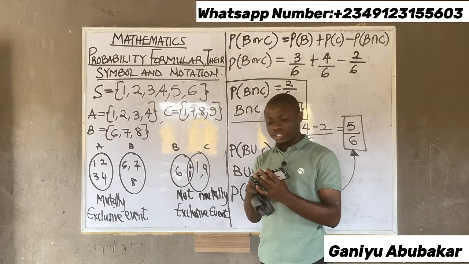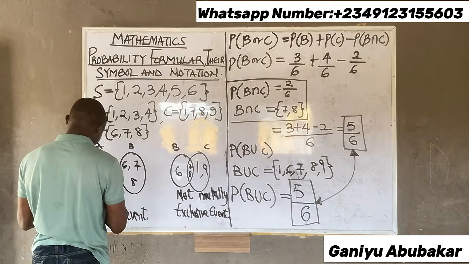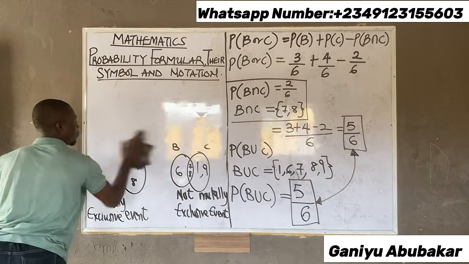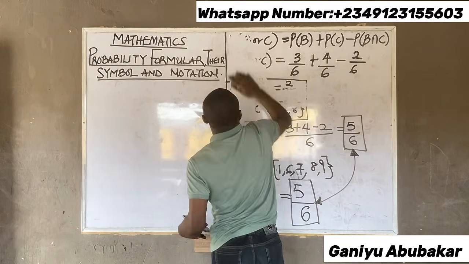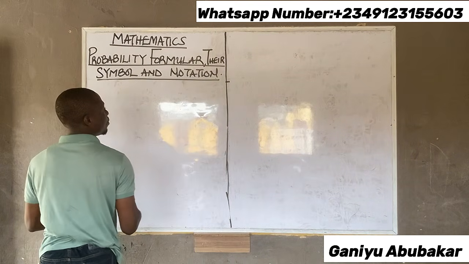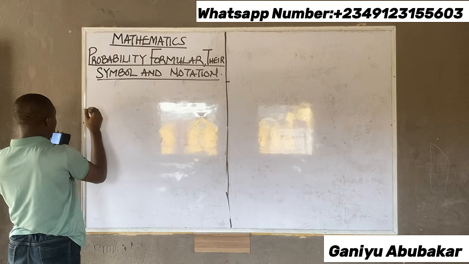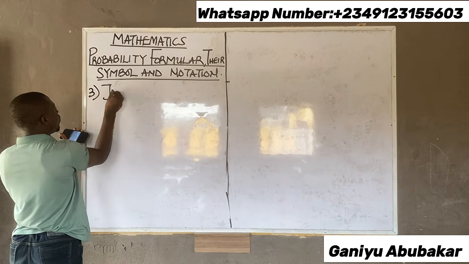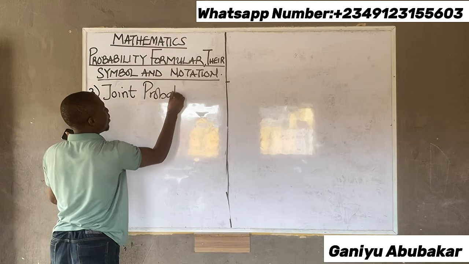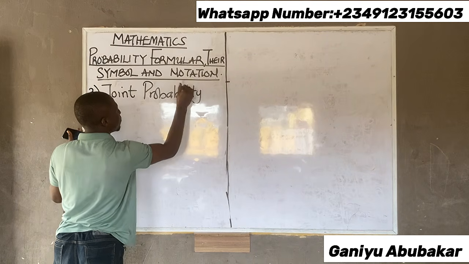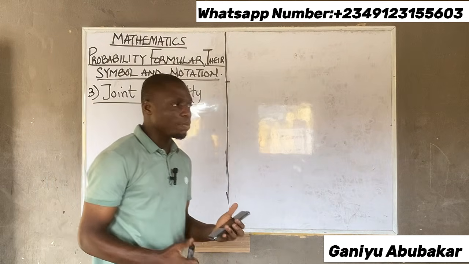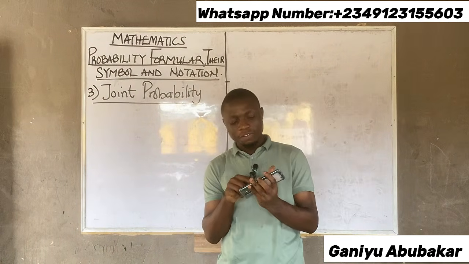All right, so let's look at the next one called the joint probability. Number 3 is called the joint probability. All right, so let's explain joint probability. Definition, please.